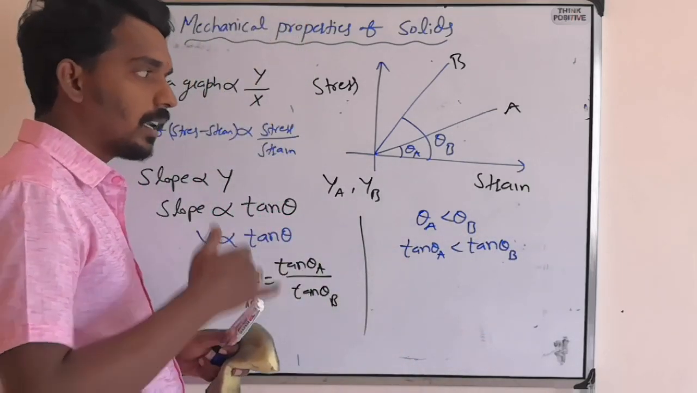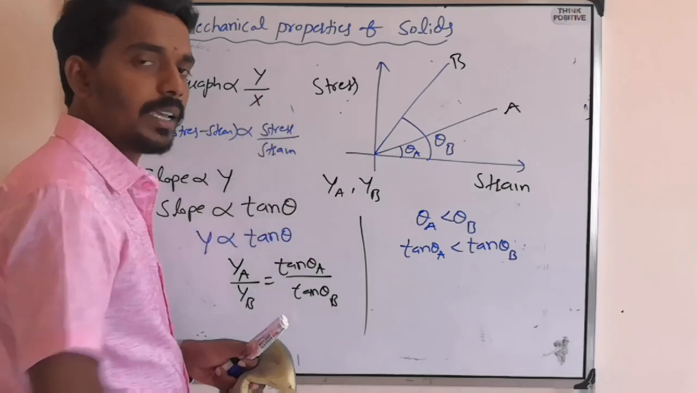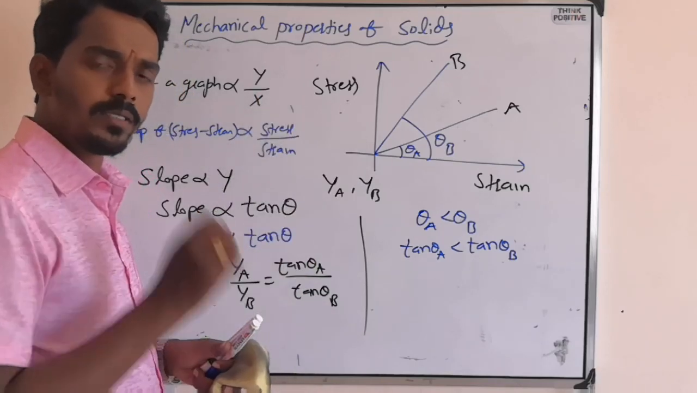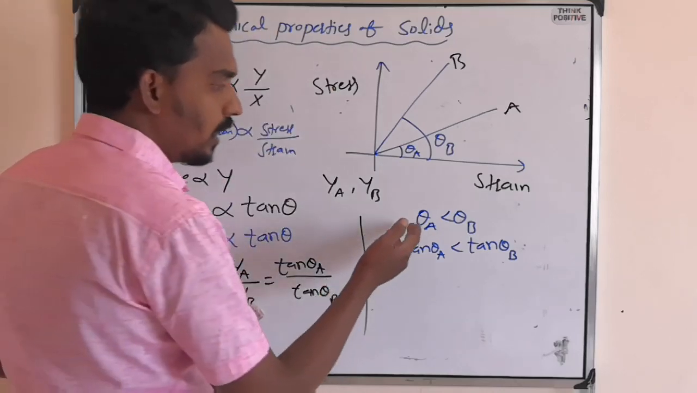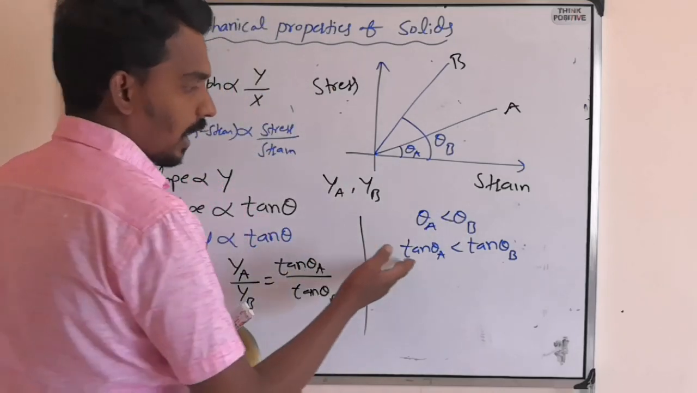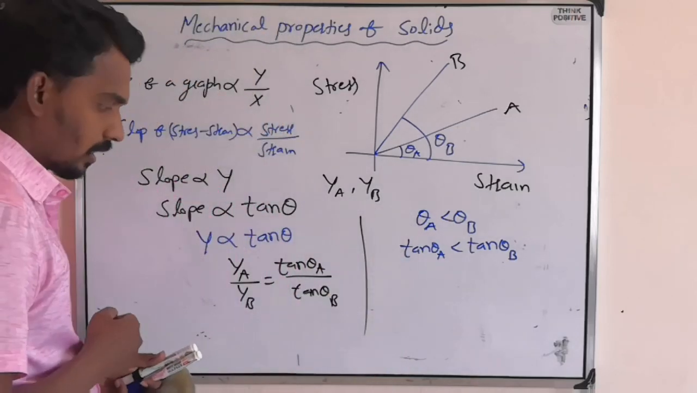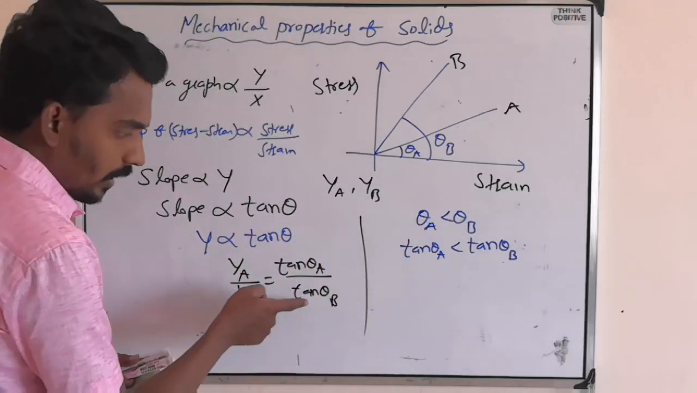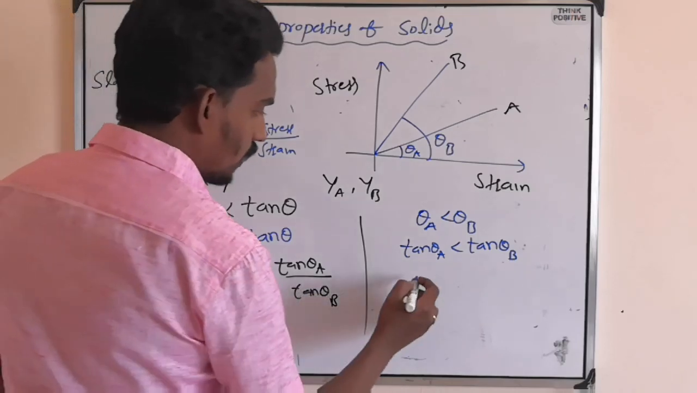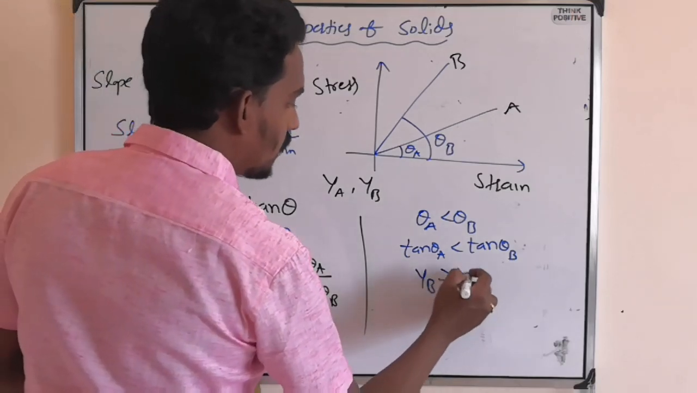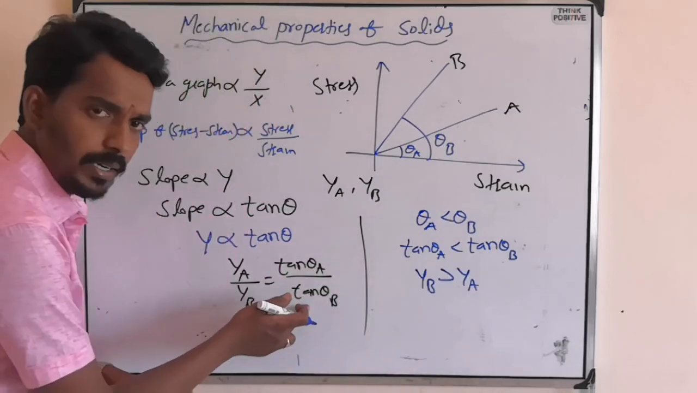Because as angle increases, tan theta increases. Tan 0 is 0, but tan 90 is infinity. That's why as angle increases, tan theta value also increases. So here the denominator is more. So what can you write it as? YB greater than YA.